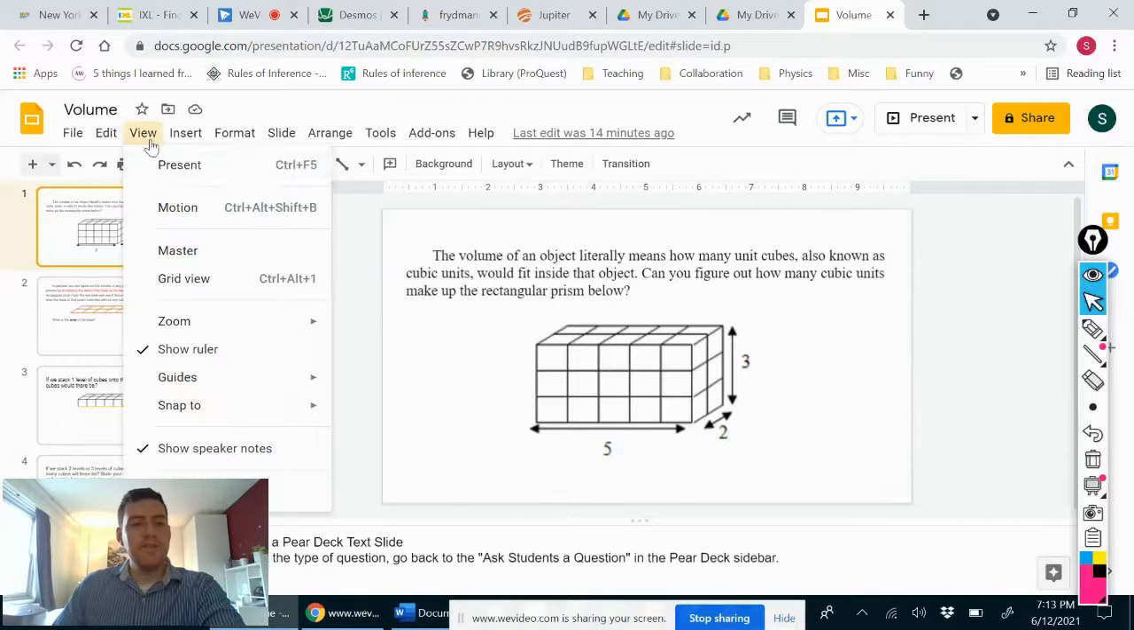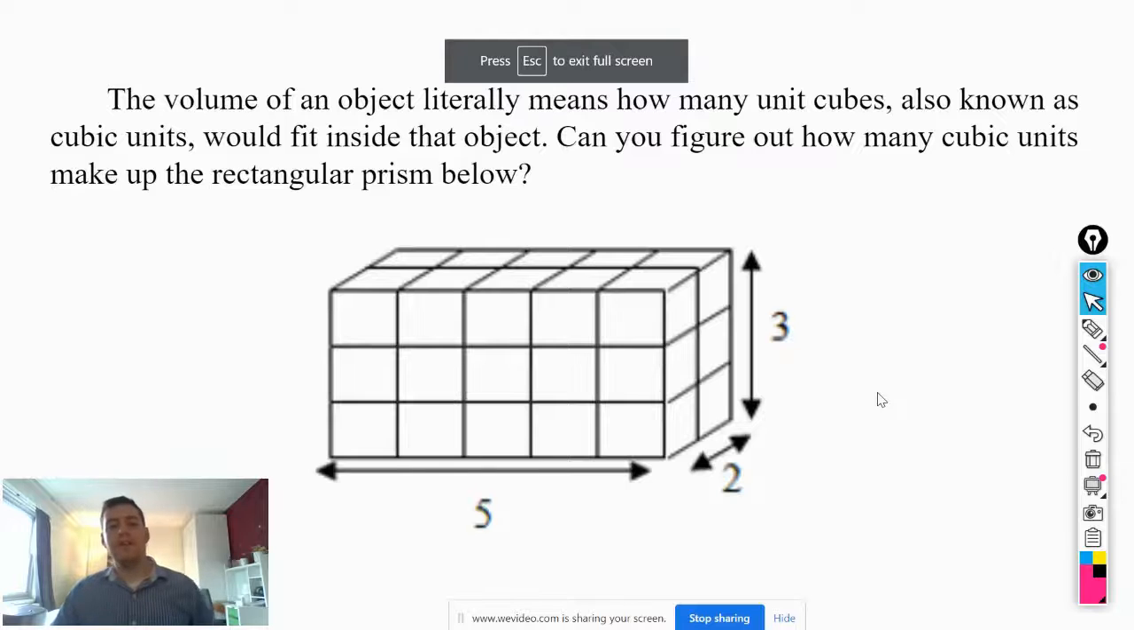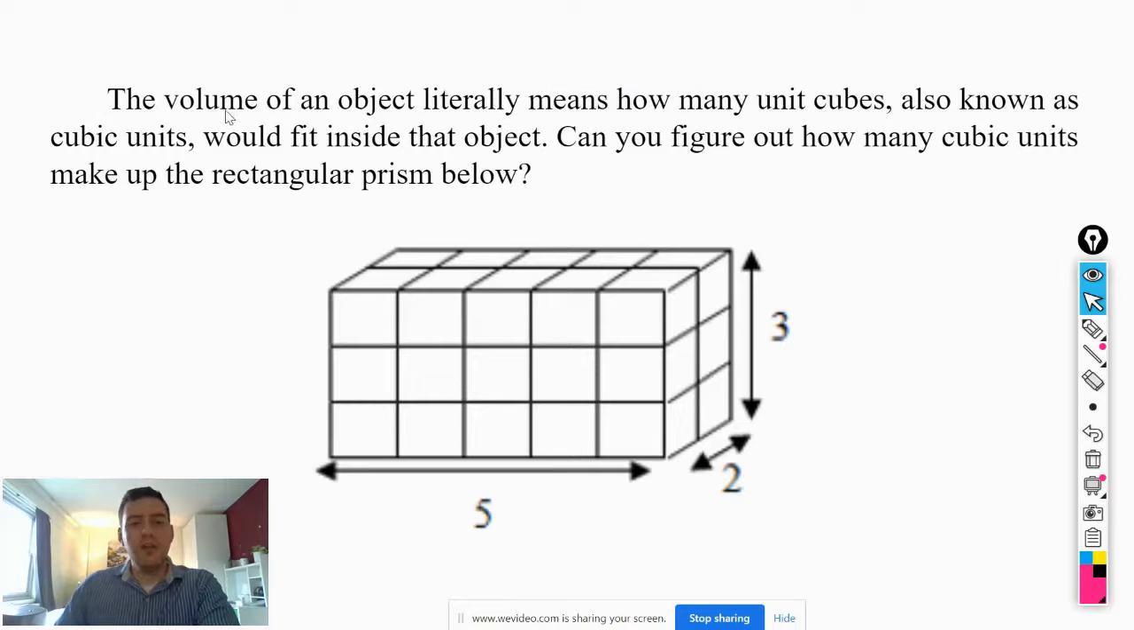Hi everybody, in this video we are going to talk about the volume of prisms. The volume of an object literally means how many unit cubes, also known as cubic units, would fit inside that object. So take a look at this picture over here.